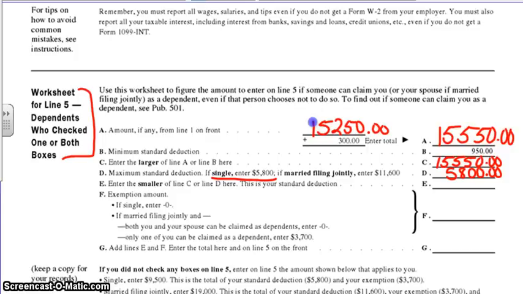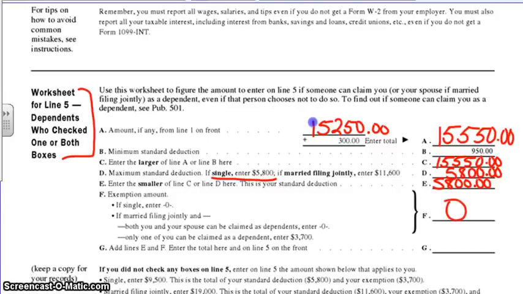Line E has you entering the smaller number amount from line C or D. So D is clearly smaller, so that $5,800 is going to be added on to line E. Now, line F is talking about exemptions. It says if you are single, you're going to enter 0. We can stop right there. We are single. Single rider.